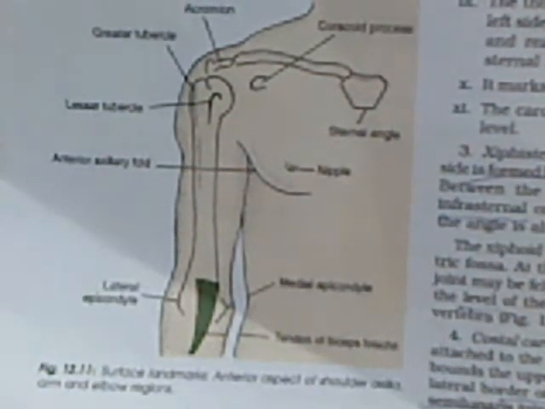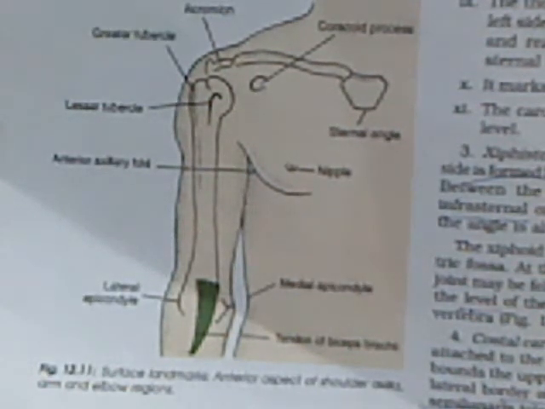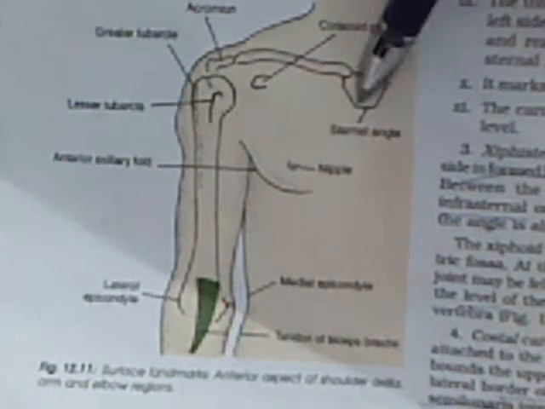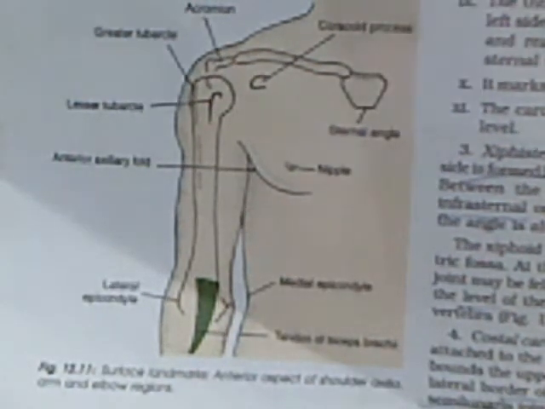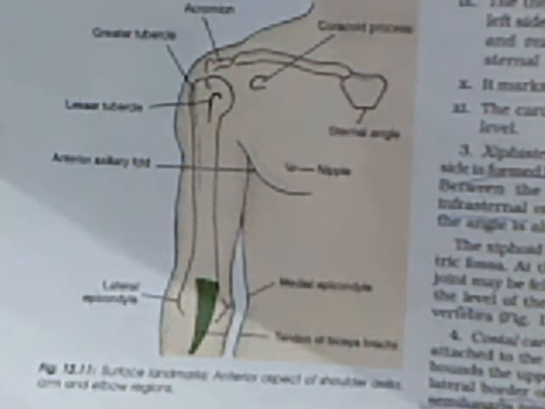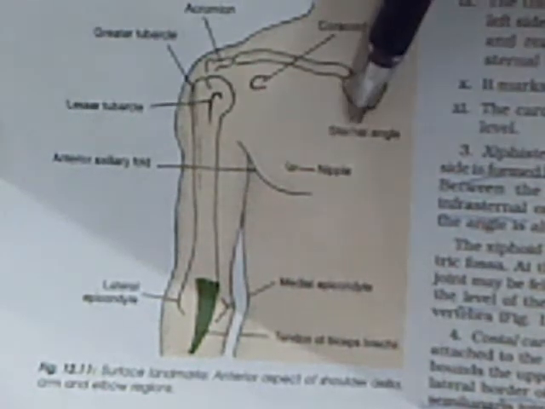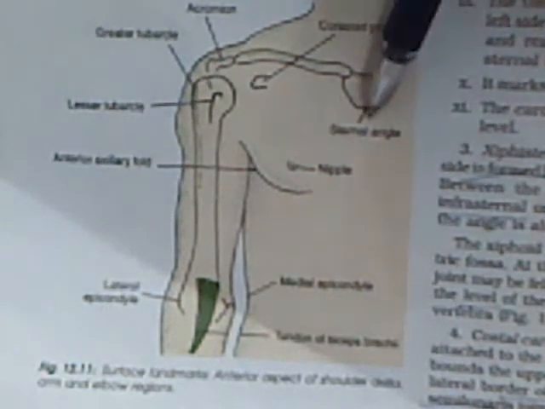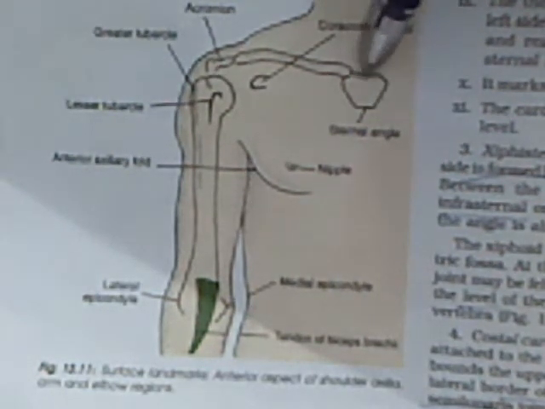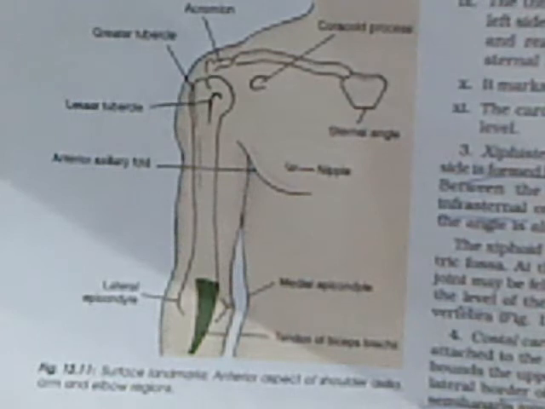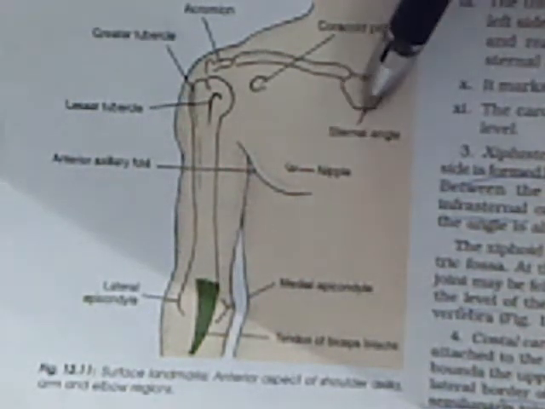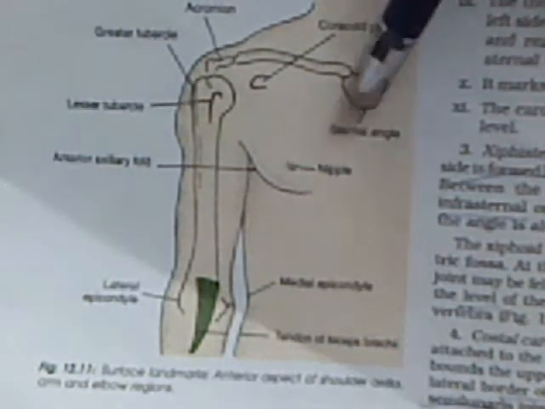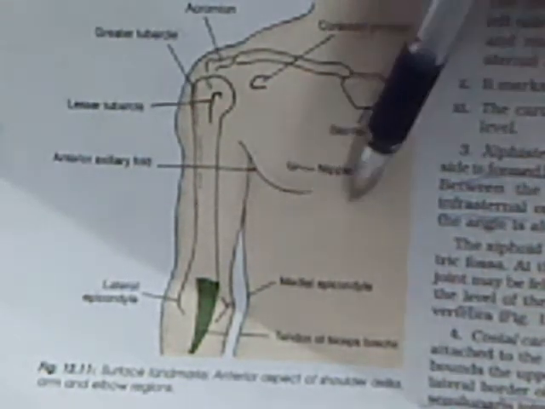Now second, the sternal angle of Louis. The sternal angle of Louis is felt as a transverse ridge. So it is felt as a transverse ridge 5 cm below the suprasternal notch, or the jugular notch. The sternal angle of Louis marks the manubriosternal joint. So it is a junction where the manubrium of the sternum joins with the body of the sternum.